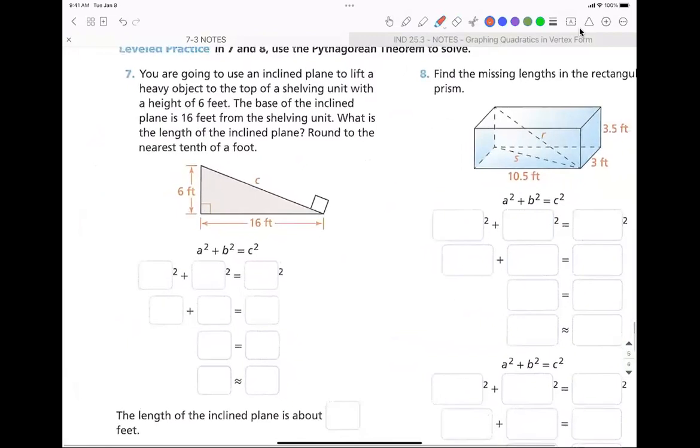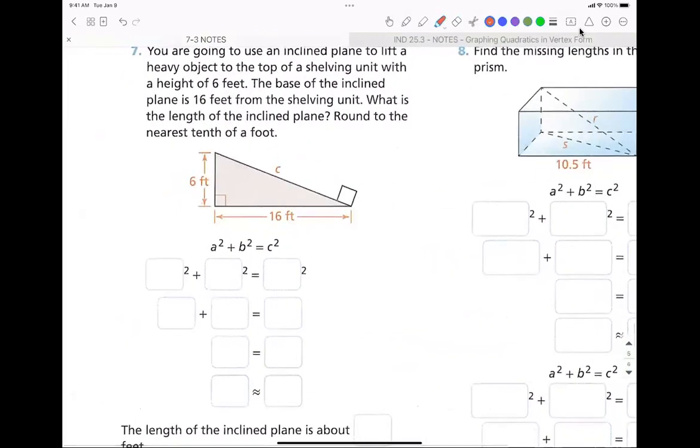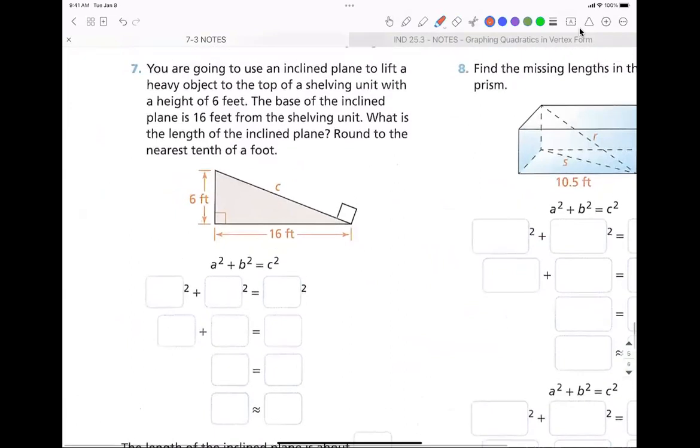So for number 7, is number 7 2D or 3D? 2D, which means one Pythagorean theorem will get us what we need. So it says you are going to use an inclined plane, and that just means a ramp. That's what an inclined plane is. Think a ramp if you're trying to drive something up onto a trailer. It's just a ramp. You are going to use an inclined plane to lift a heavy object to the top of a shelving unit, and it sees with the height of 6 feet.